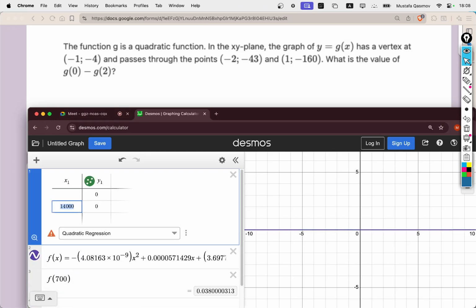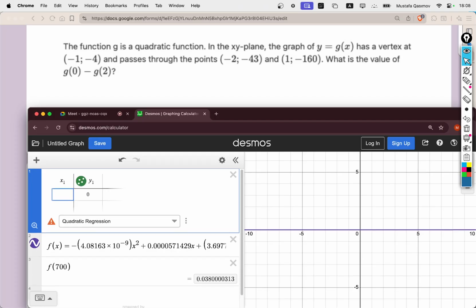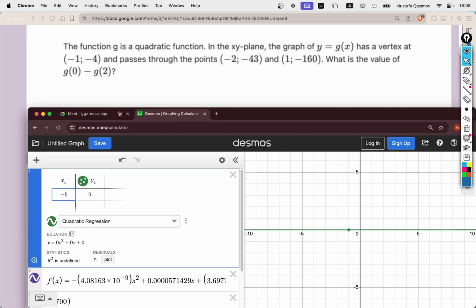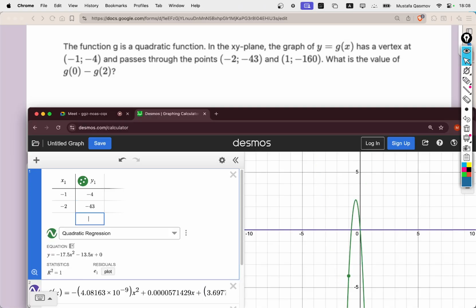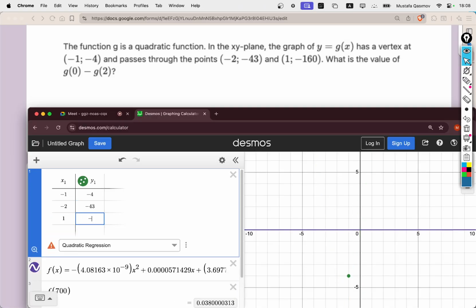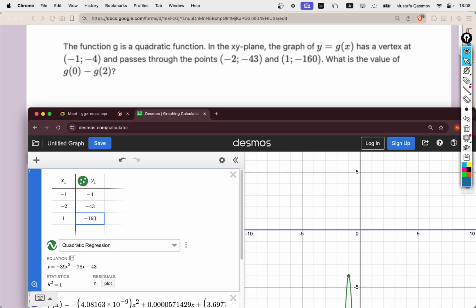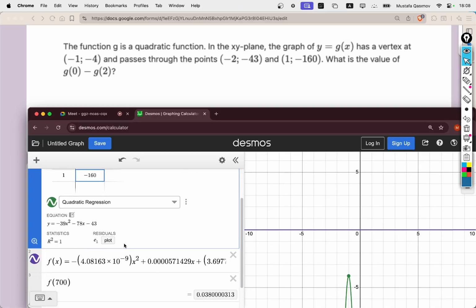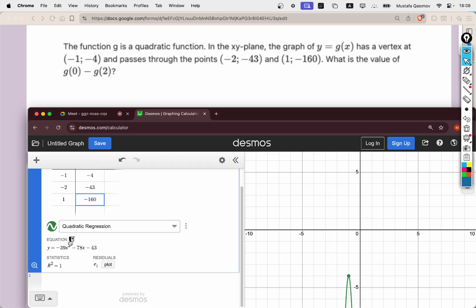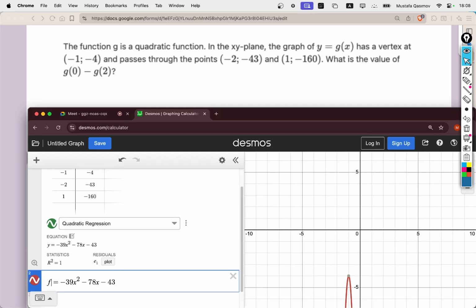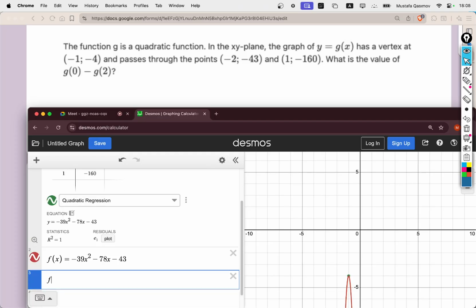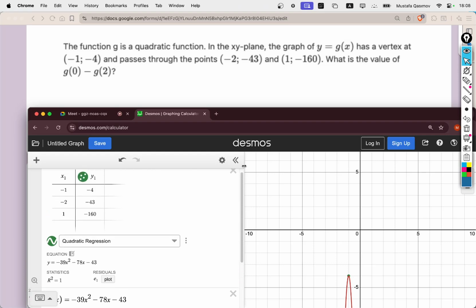So you have to just write all of them here. It is actually a very hard question, but with Desmos, it is nothing. You have to enter all points here, like that. Then press quadratic and press that one. Then press like that. f of 0 minus f of 2. 312. That's all.